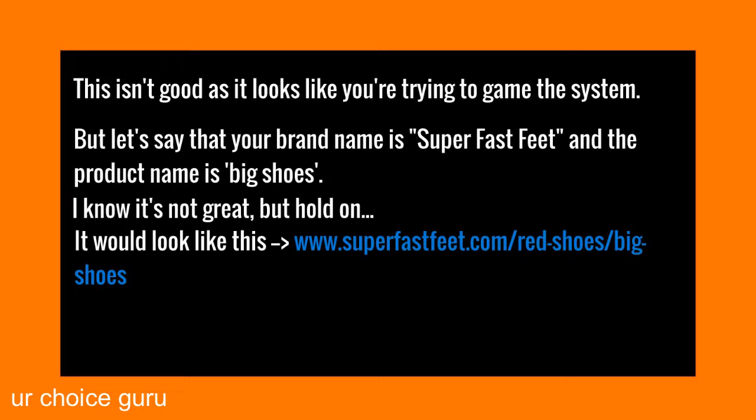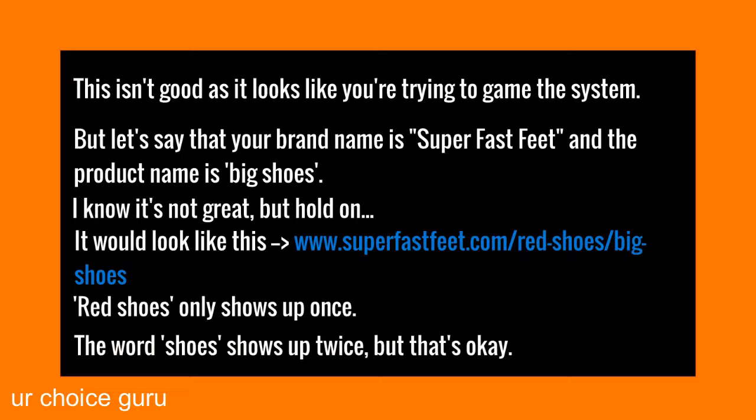www.superfastfeet.com/red-shoes/big-shoes. So Big Shoes is a type of red shoes, but it belongs to the brand name Super Fast Feet, or the e-commerce store, or the digital store, or the local store. So by doing that, now you see red shoes only shows up once. Now, by using a brand name, you have the potential of selling other things. If you just do redshoes.com, you're stuck with only red shoes, right? But with Super Fast Feet, you could cover shoes, slippers, socks, a variety of different things. You could even cover the lifestyle of running, exercise, and all of that.